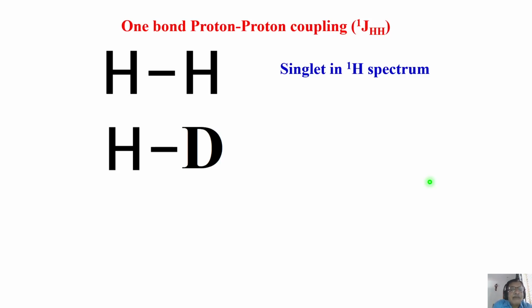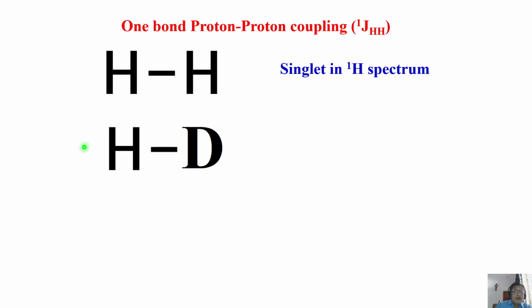Now, what is going to happen in the NMR spectrum? This HH coupling is not reflected in the spectrum, proton-proton coupling. But what about HD coupling? Remember, deuterium is a spin 1 nucleus. This is a spin half nucleus. Now I am observing the proton. What will happen to the proton peak? Remember, we discussed this in CDCl3. A spin half nucleus coupled to a spin 1 nucleus. What is going to happen?